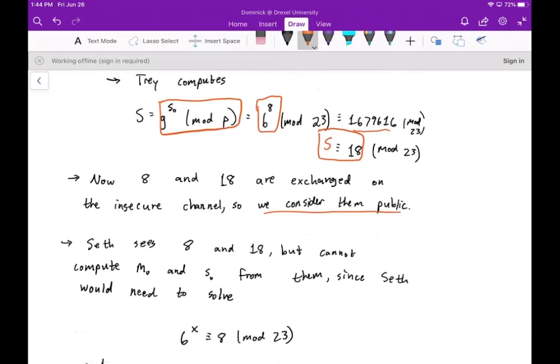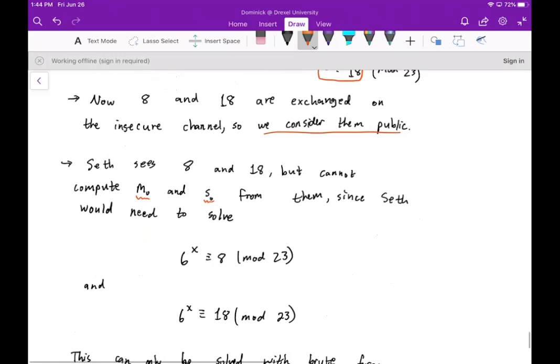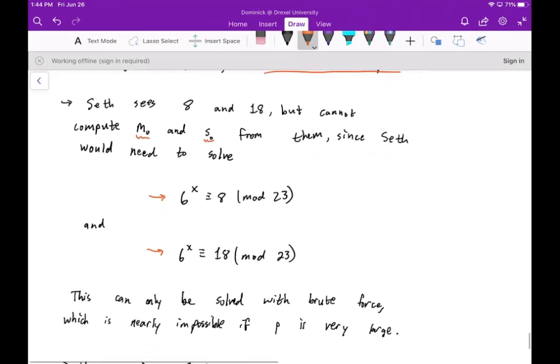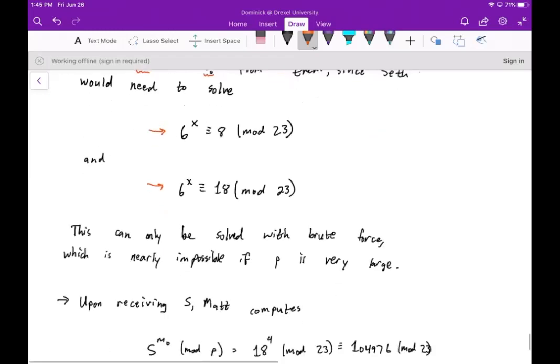Now Seth sees 8 and 18, but he can't find what m sub 0 and s sub 0 are from them, since Seth would need to solve these two equations, right? We would need to solve 6 to the x power is equal to 8 mod 23, and 6 to the x is equal to 18 mod 23. Now, in this case you might be able to find out what it is if you were to sit down and test values of x for long enough, right? And of course, that would be the only way to do this. But you can imagine that if p was extremely large, this would be essentially impossible to do.